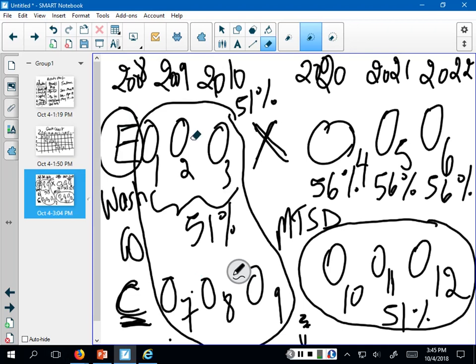Now notice, we talked about non-experimental designs and quasi-experimental designs. In a non-experimental design, there's no comparison group or there's no baseline data. In a quasi-experimental design, you either have a comparison group or you have multiple observations. Okay?